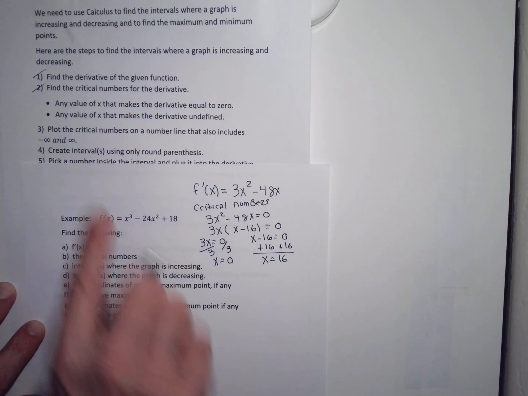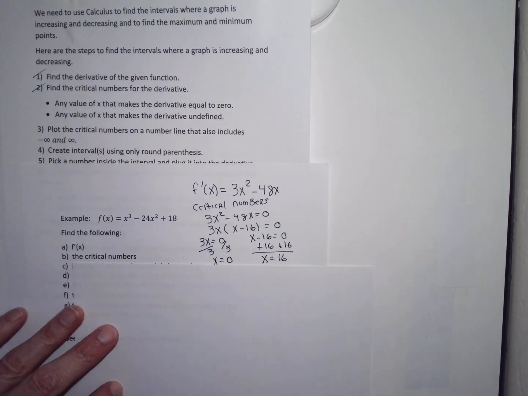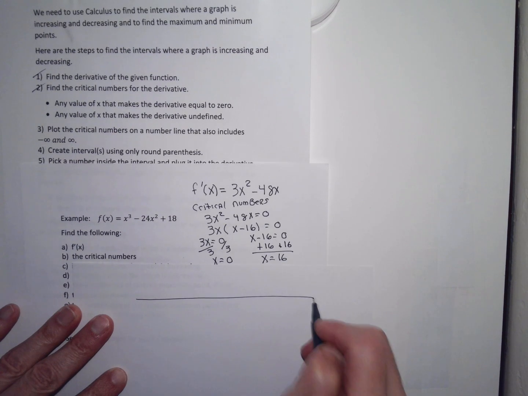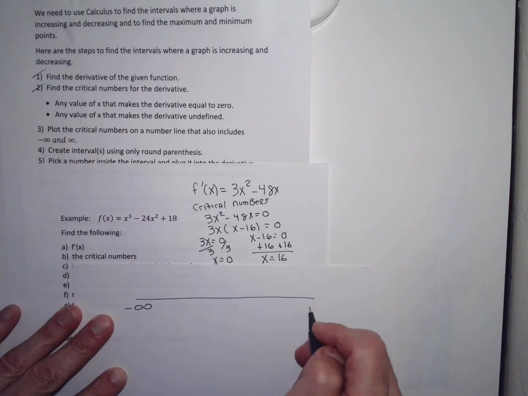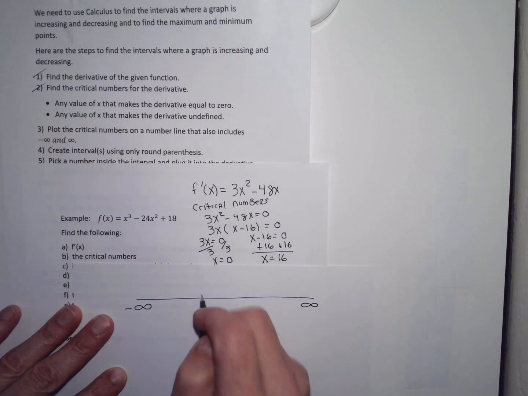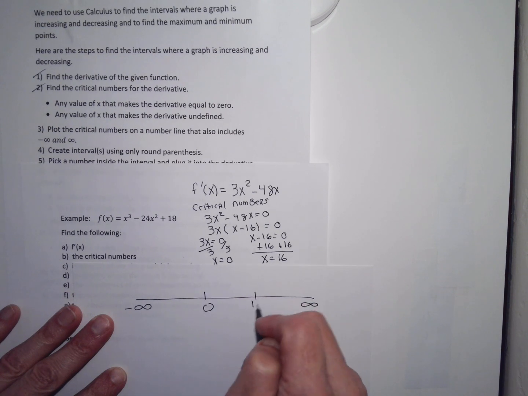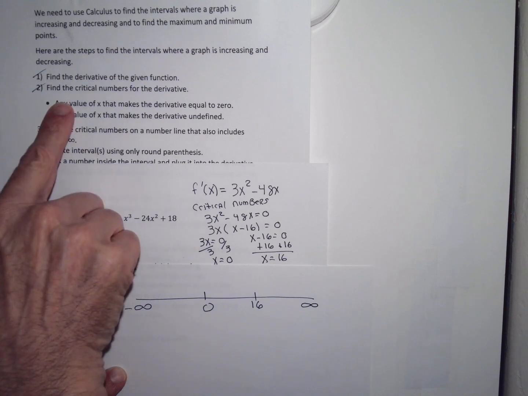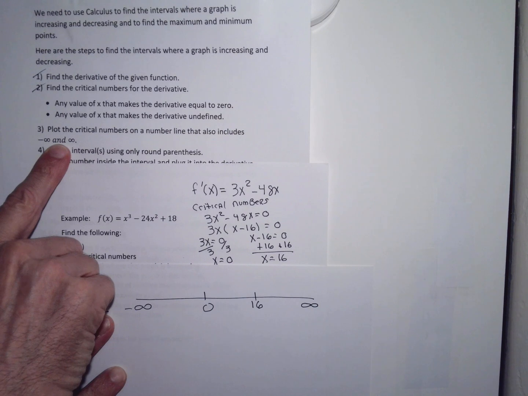How do I create some intervals? I'm moving on to step 3 right now. And for step 3, I'm going to be able to figure out where the graph is increasing and decreasing by creating a number line. And on the far left edge of the number line, I'm going to put negative infinity. On the far right edge of the number line, I'm going to put positive infinity. And between the infinities, I'm going to put the x coordinates that I just calculated for my critical numbers. So I took the derivative, I found the critical numbers. Now I'm plotting the critical numbers just on a one-dimensional number line that also has negative and positive infinity.